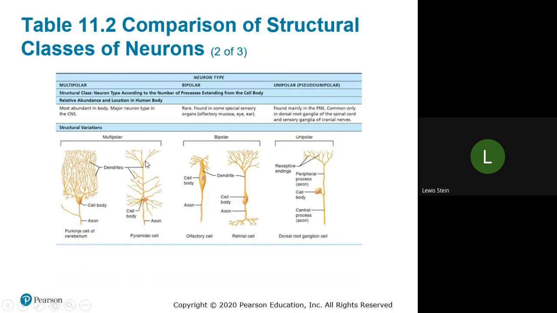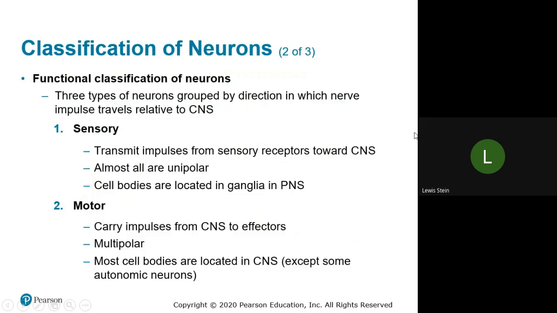And the pyramidal cells are part of that pyramidal area, cells associated with the main motor tracts directing us to do motion. So how we classify them: sensory impulses from sensors are pretty obviously nearly unipolar, with ganglia outside, cell bodies within the peripheral nervous system.